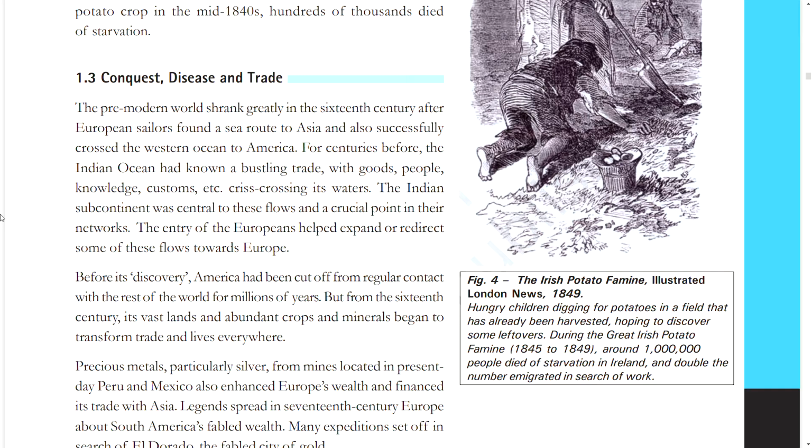Before its discovery, America had been cut off from regular contact with the rest of the world for millions of years, but from the 16th century, its vast land and abundant crops and minerals began to transform trade and life everywhere.